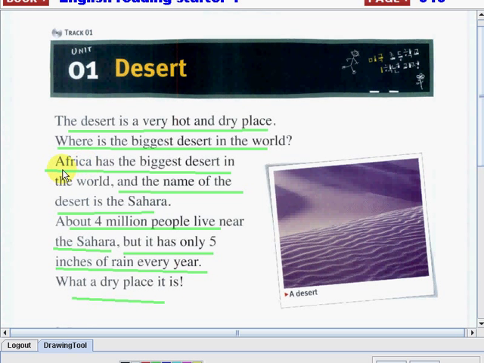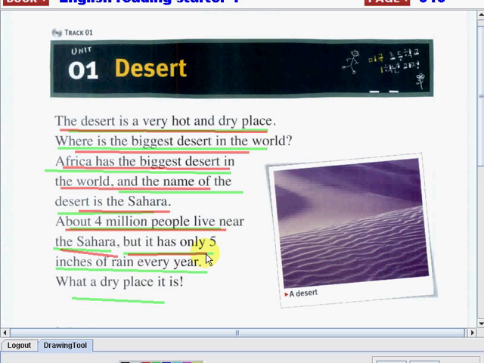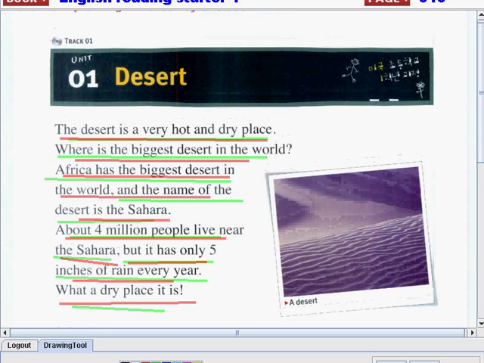Now, we will read this in a fast pace. The desert is a very hot and dry place. Where is the biggest desert in the world? Africa is the biggest desert in the world, and the name of the desert is Sahara. About 4 million people live near the Sahara, but it has only 5 inches of rain every year. What a dry place it is. Are you now ready to move to the exercises? We will do an activity.